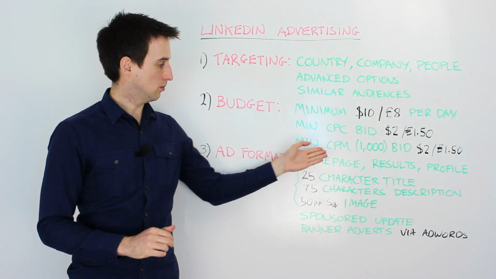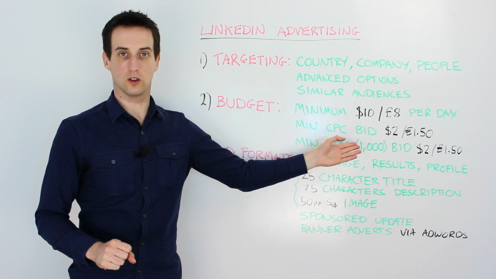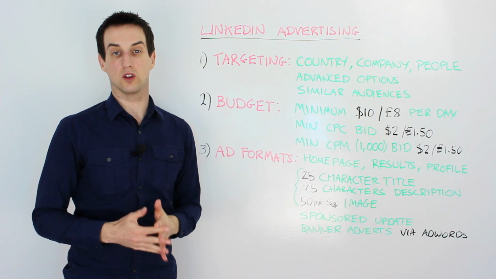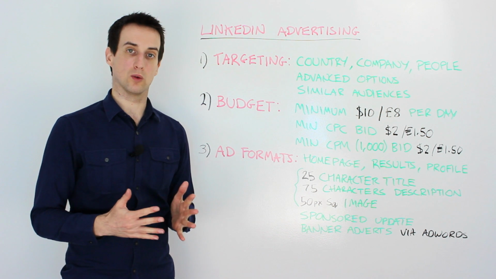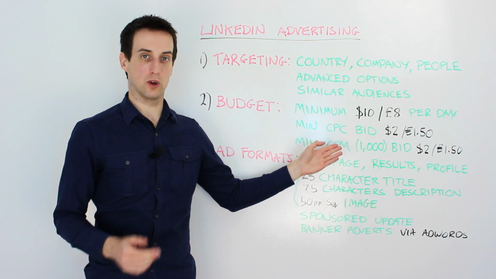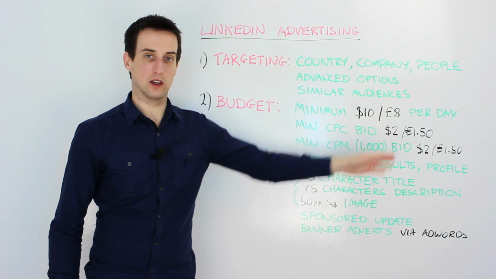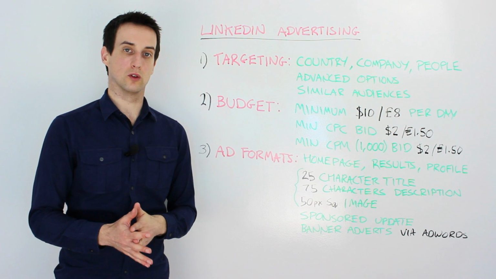And the same for minimum per 1,000 impressions. So if you're just concerned about building your brand and not necessarily people clicking through to your page or website, then you can use cost per 1,000 impressions, and again you're going to be paying £1.50 or $2 minimum.